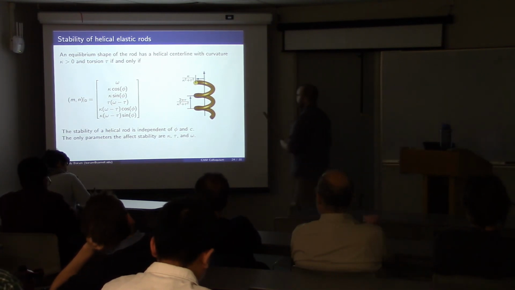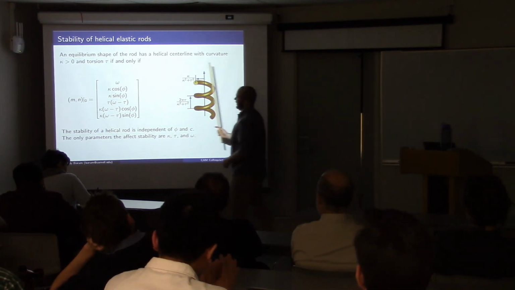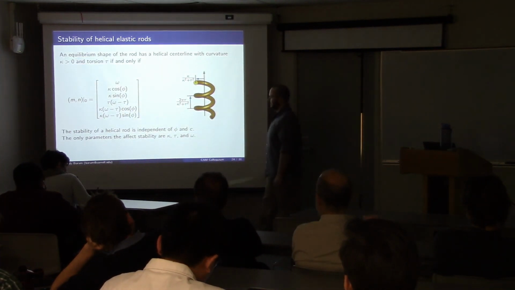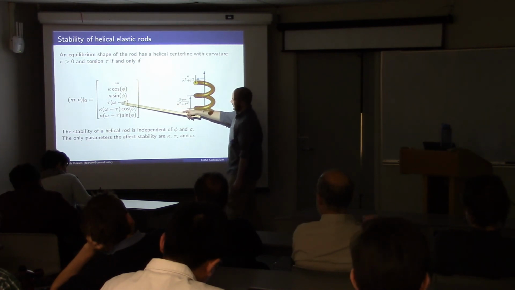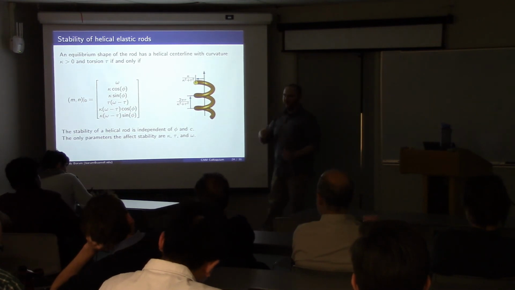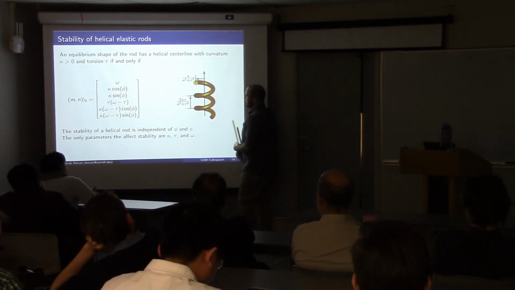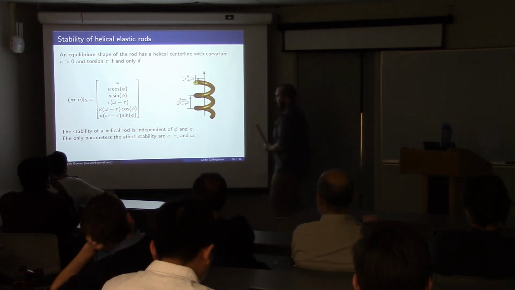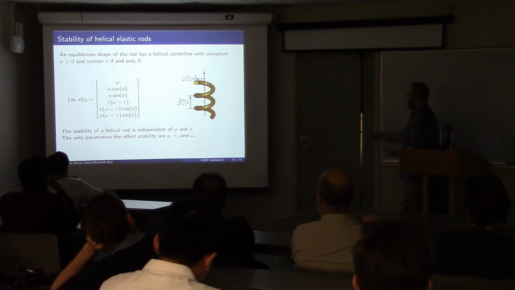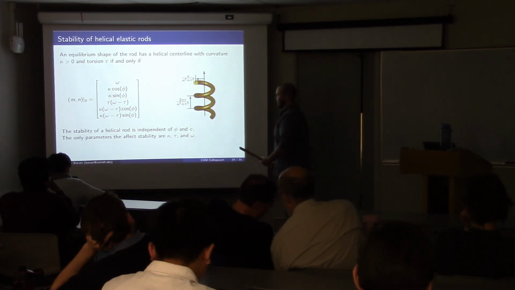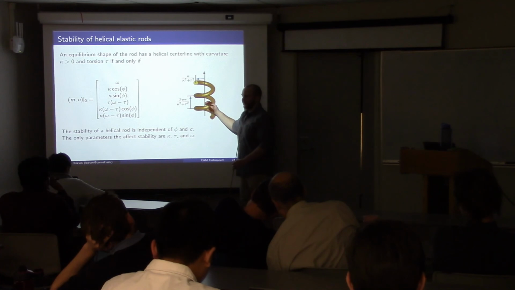So an equilibrium shape of the rod with a helical center line with curvature kappa and torsion tau has this initial condition of the moments and forces. So these are the 3 moments, these are the 3 forces. Omega is the twisting rate of that frame that moves along the rod. So here's how kappa and tau relate to the geometry of the helix. And then omega is the twisting rate, and phi is a phase variable. So one thing we can show is that this phase variable doesn't affect stability, which isn't that surprising. It just kind of tells us where along the helix our rod starts.